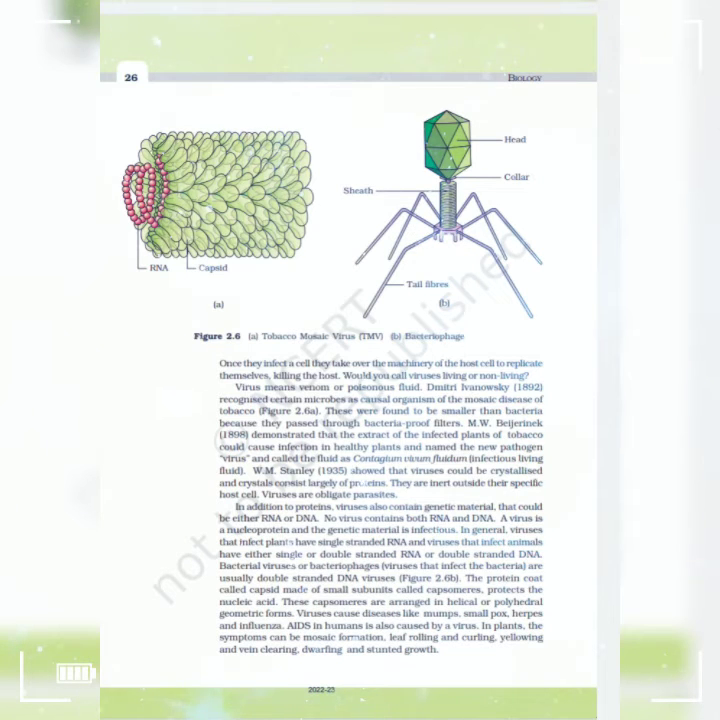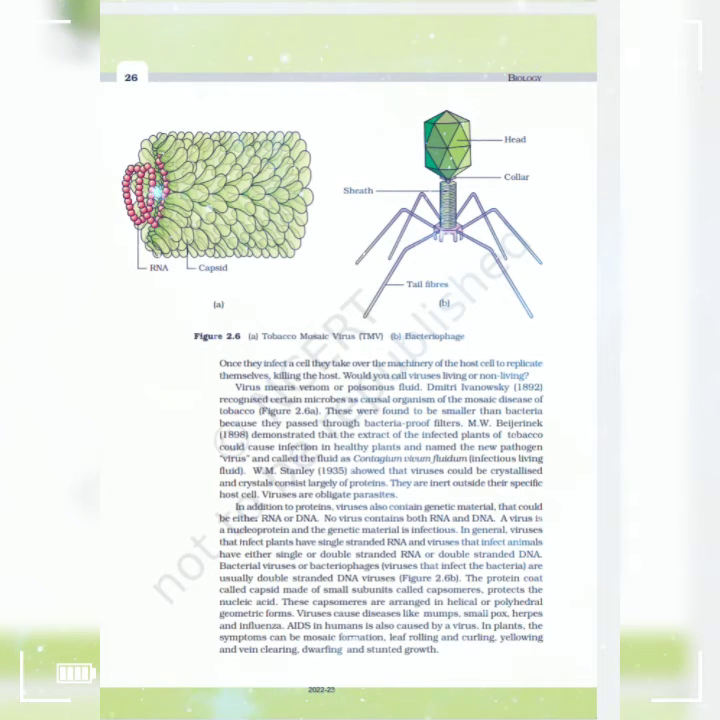In general, viruses that infect plants have single-stranded RNA, and viruses that infect animals have either single- or double-stranded RNA or double-stranded DNA. Bacterial viruses, or bacteriophages, that infect bacteria are usually double-stranded DNA viruses. The protein coat called the capsid, made of small subunits called capsomeres, protects the nucleic acid. These capsomeres are arranged in helical or polyhedral geometric forms.